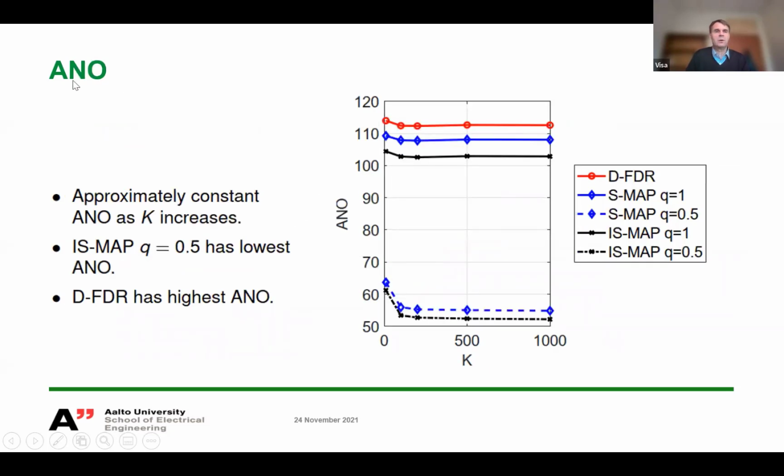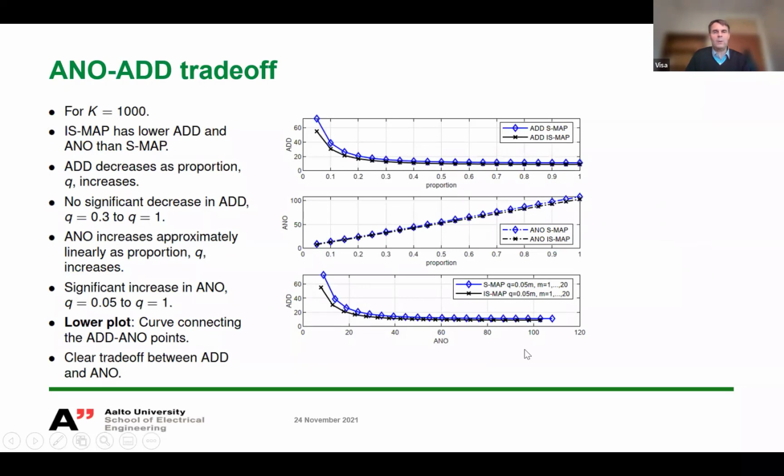There is a similar result for the average number of observations, where the procedure that we propose performs best, and in this case, of course, it's beneficial to have Q much less than 1. So the processes that are using Q equals 0.5 need much less data to come up with these decisions than the processes that use all the data. And then we have studied this ANO-ADD trade-off and tried to find a sweet spot for this Q.